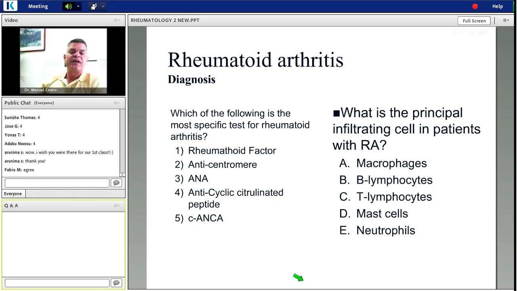Now, what is the principal infiltrating cell in a patient with rheumatoid arthritis? Yes, absolutely, T lymphocytes, right? T lymphocytes are going to be the principal infiltrating cells in patients with rheumatoid arthritis. Now remember, these patients in their joints will develop granulation tissue. This granulation tissue will have a lot of fibroblasts. These fibroblasts are going to contract and cause all the deformity that you're going to see in the patient's hands, okay? So yes, T lymphocytes are going to be the principal cells that you're going to see in these patients.